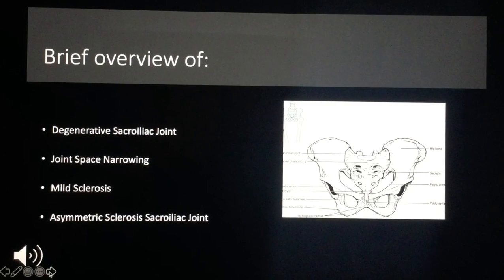We're going to go for a brief overview of the degenerative sacroiliac joints, mild sclerosis, joint space narrowing, and asymmetric sclerosis of the superior left SI joints. Brief overview of degenerative sacroiliac joints, joint space narrowing, mild sclerosis, asymmetric sclerosis SI joints.